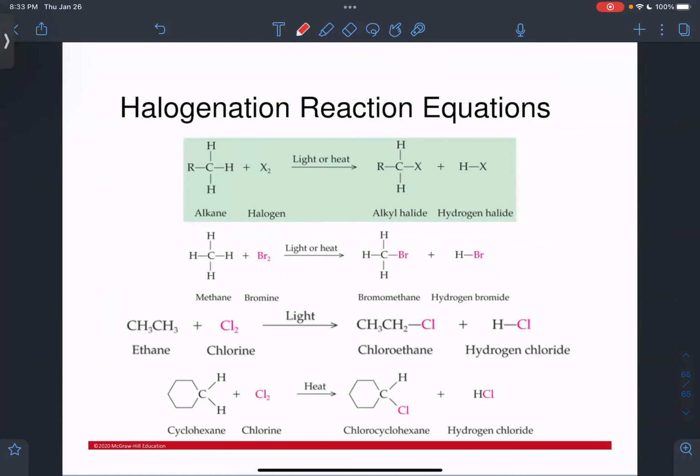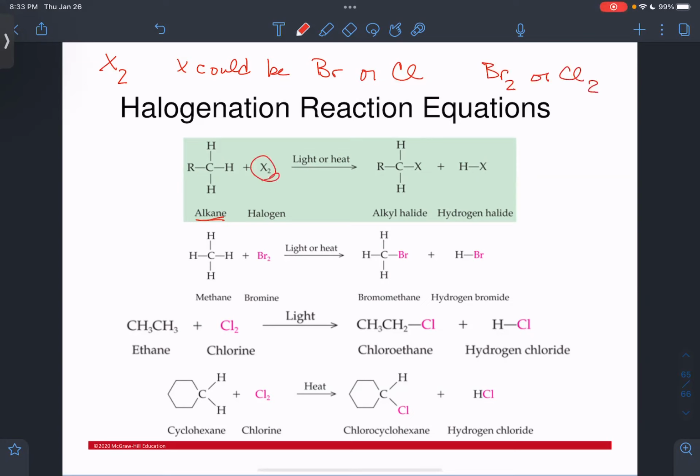So let me show you some more examples here. So this is very similar to what I just showed you, where you have some kind of an alkane. So we know we have all carbon-carbon single bonds, and then we're adding it to a halogen. And so this halogen, we're representing it X2. So X could be a bromine or a chlorine, something like that, right? So if you substitute that in, that would be Br2 or Cl2, right? In this spot right there.